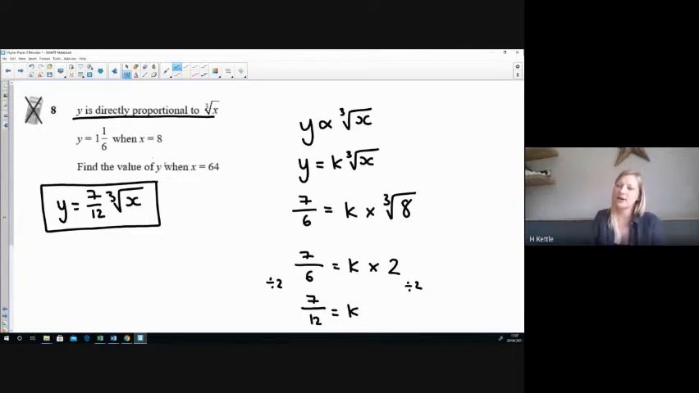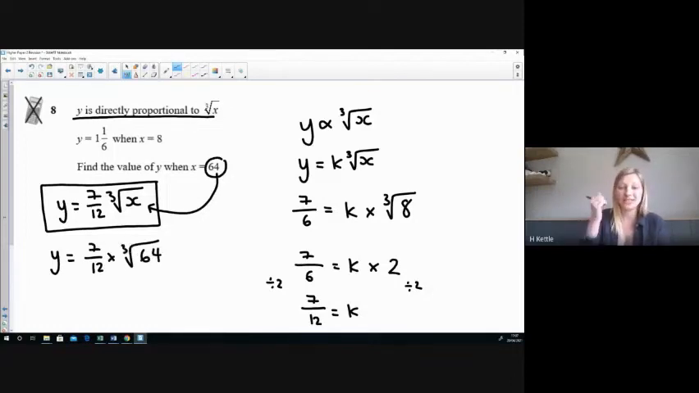Then it says find the value of y when x is 64. So all I'm going to do is substitute the 64 into my formula, and I've got y equals 7/12 multiplied by the cube root of 64. The cube root of 64 is something times something times something that makes 64, and that's going to be 4. 4 times 4 is 16, and 16 times 4 is 64. So 7/12 times by 4.